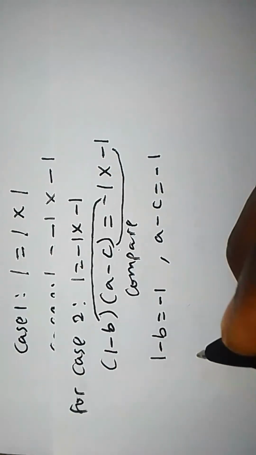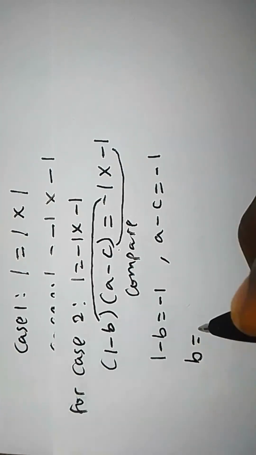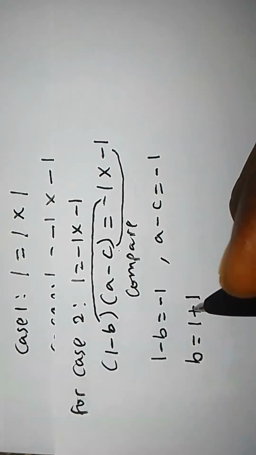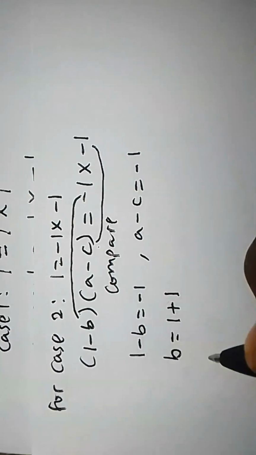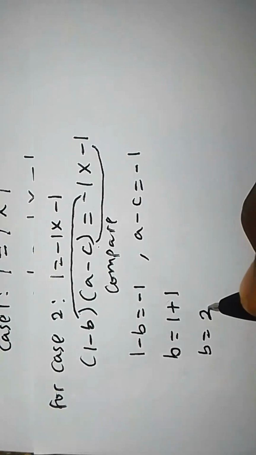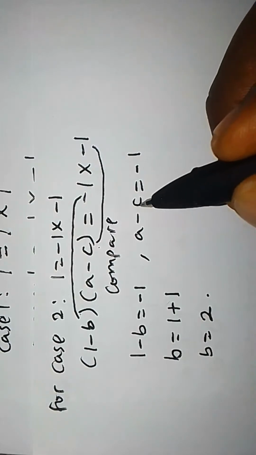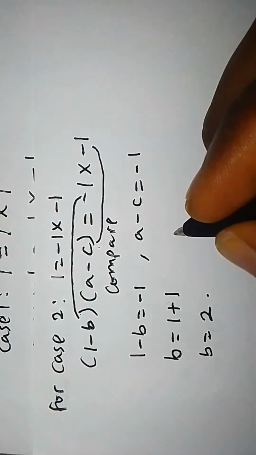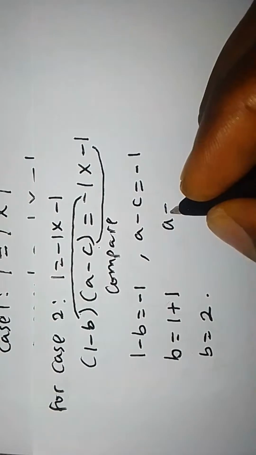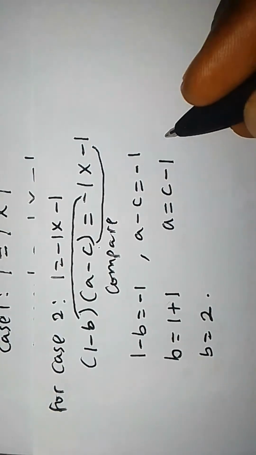From this line, it is obvious b is equal to 1 plus 1 by rearranging it. b is equal to 1 plus 1, that is 2. Take note of this value. Now, let us move this minus c to the right hand side. So that will be a equal to c minus 1. Take note of this also.